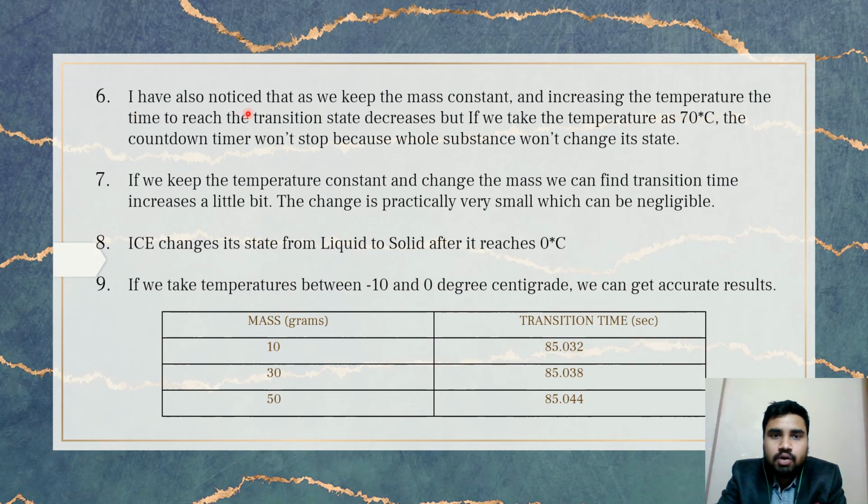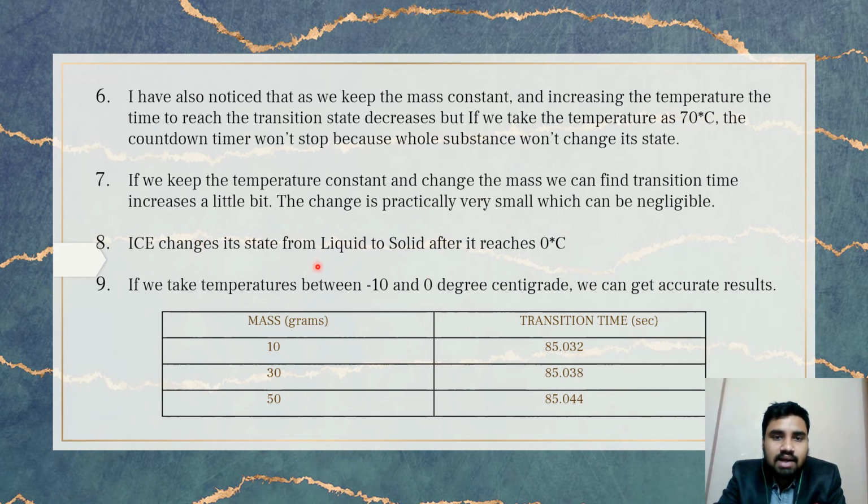I have also noticed that as we keep the mass constant and increase the temperature, the time to reach the transition state decreases. But if we take the temperature as 70 degrees, the countdown timer won't stop because the whole substance won't change its state. If we keep the temperature constant and change the mass, we can find the transition time increases a little bit. The change is practically very small, which can be negligible.